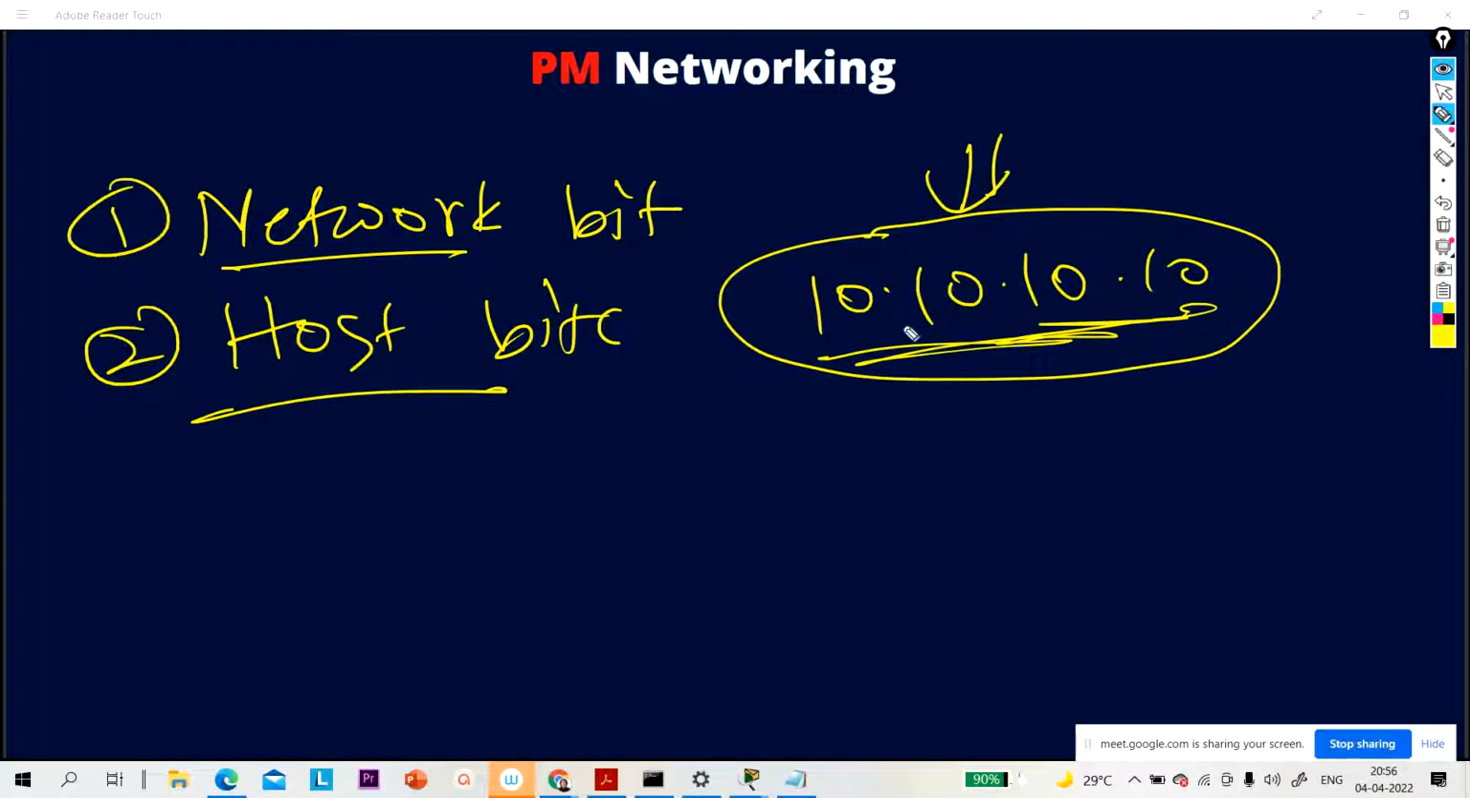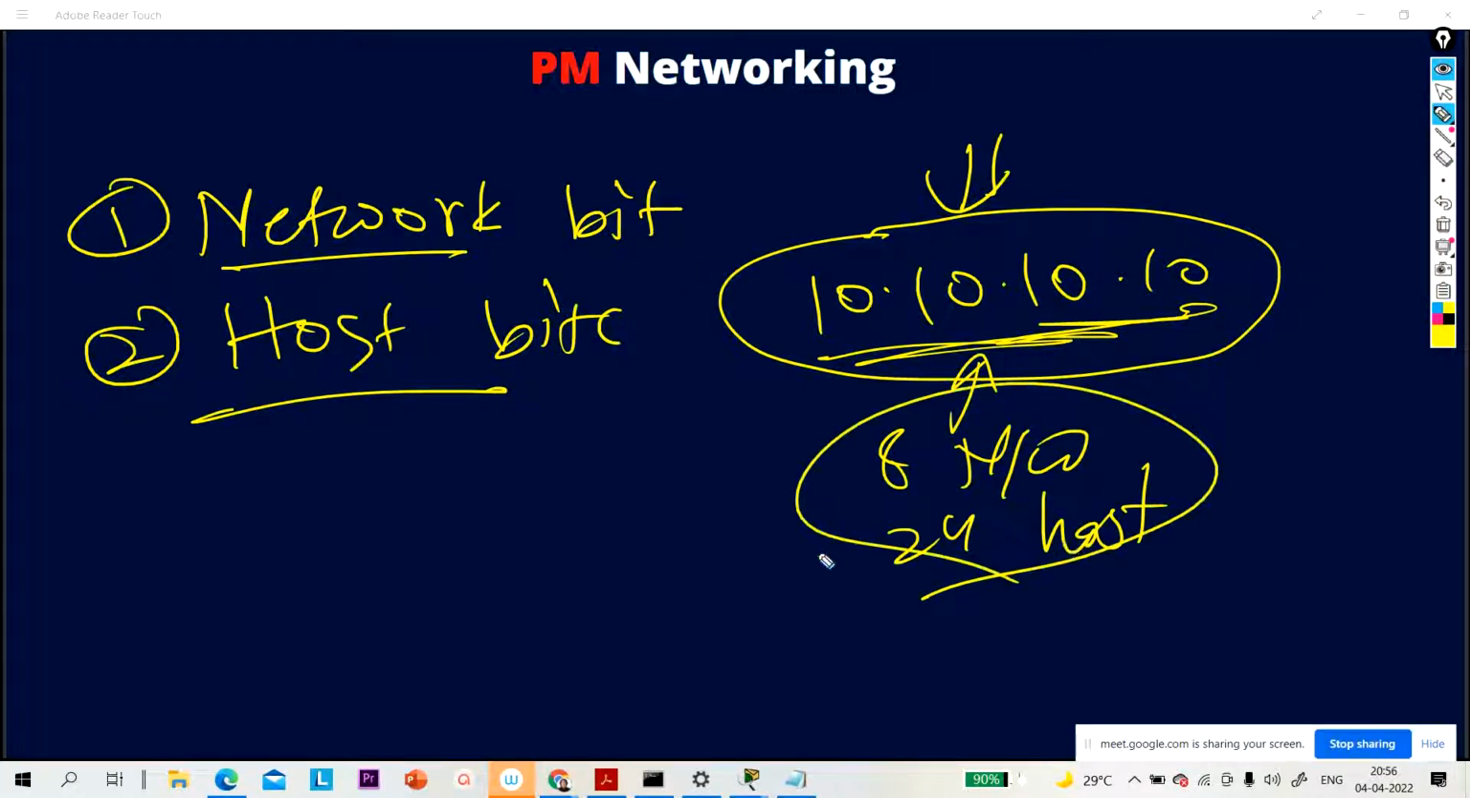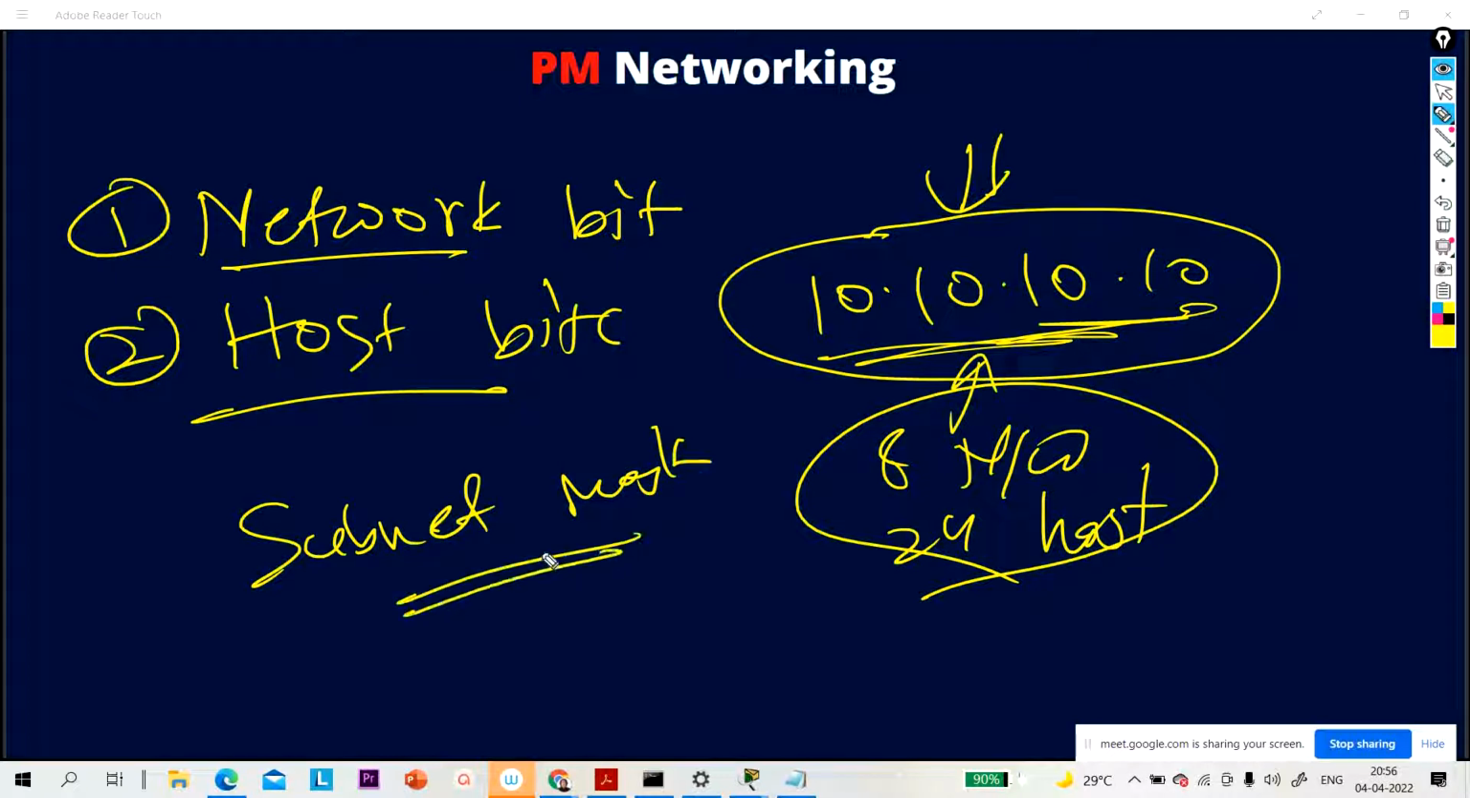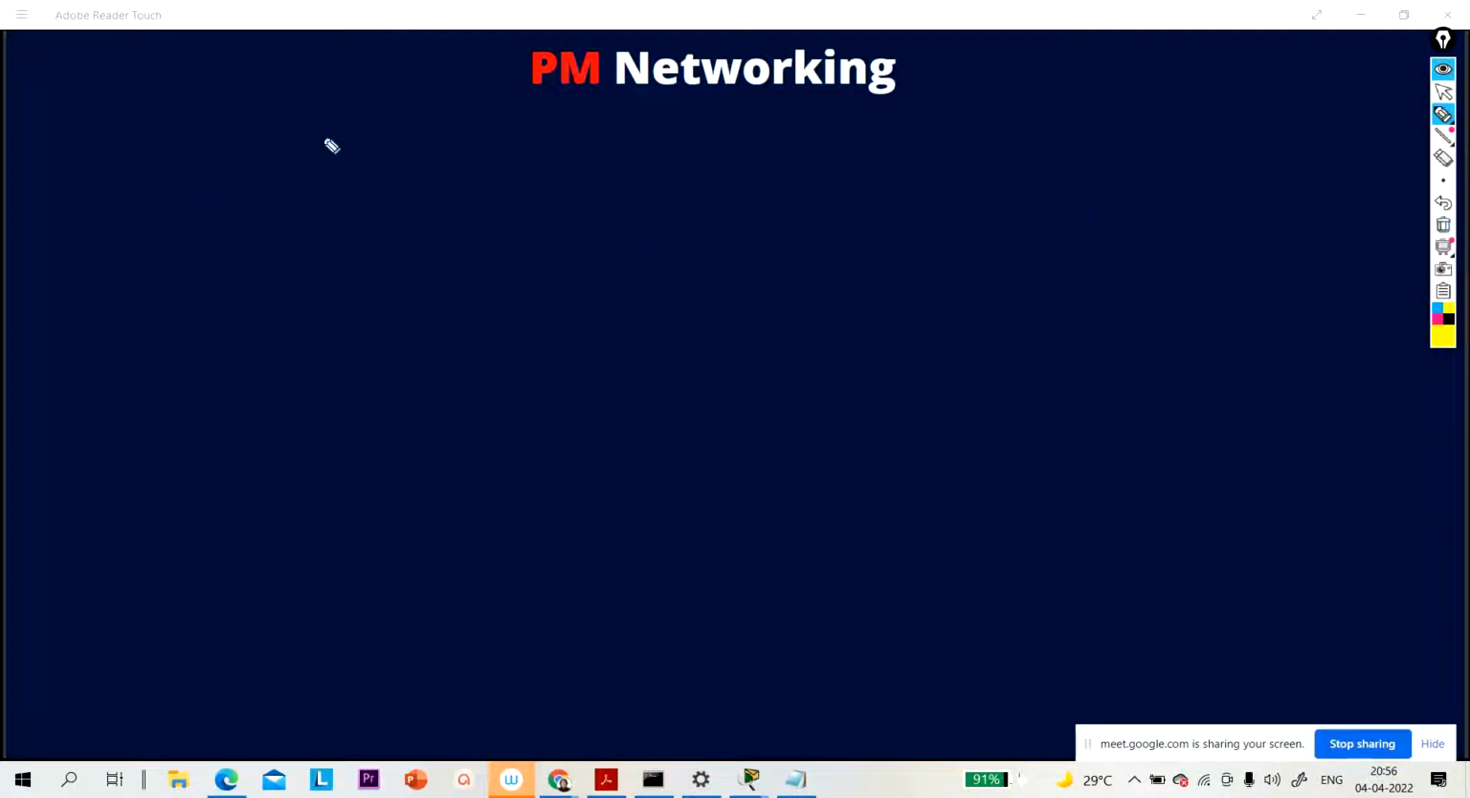So how many network bits and how many host bits are there? 8 network bits and 24 host bits. The tool which we use to identify how many network bits and how many host bits there are in a particular IP address is known as the subnet mask.